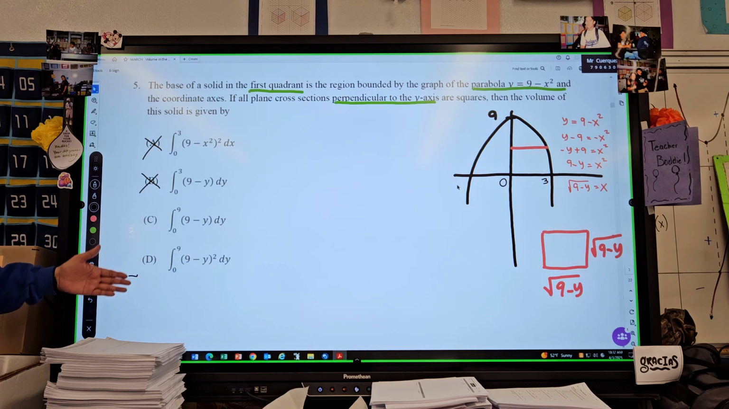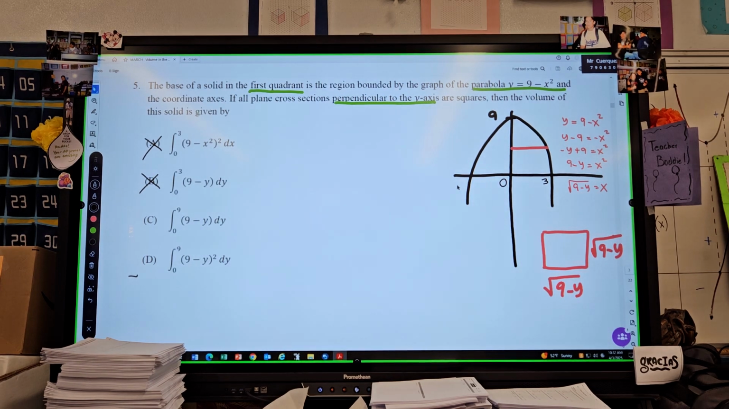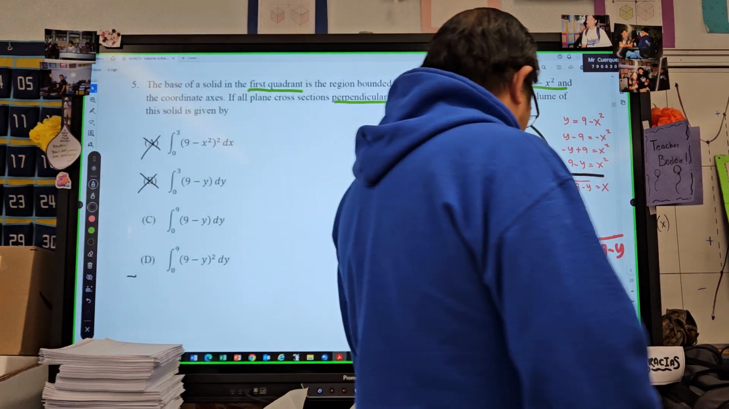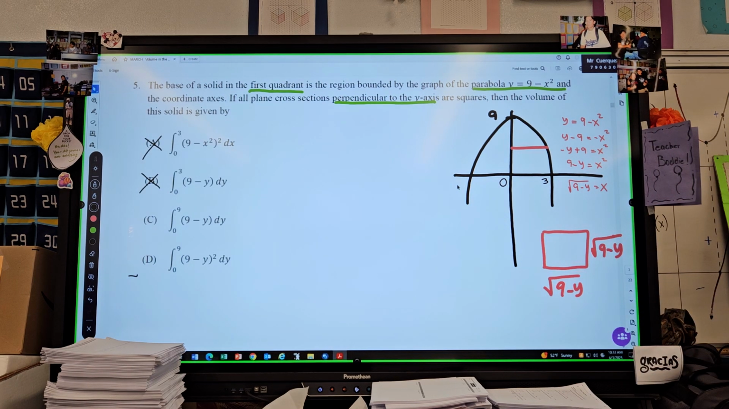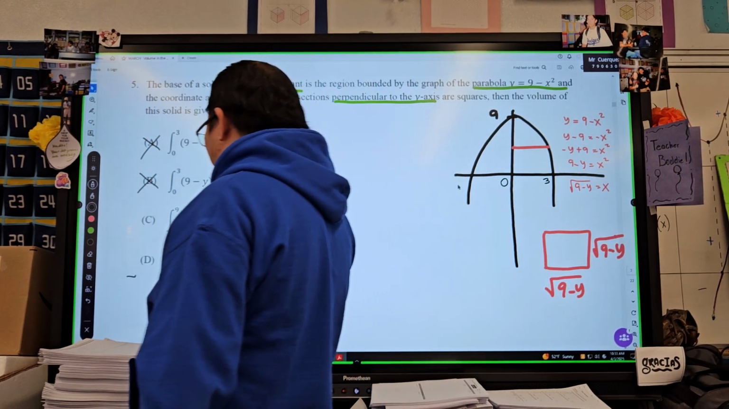C and D. Okay, so what do you think is our best answer? It's letter C. Why? Because the radical in 9 minus y eliminates the square. Because what's the area of this now? It eliminates the square. Okay. So it's letter C. Very good.